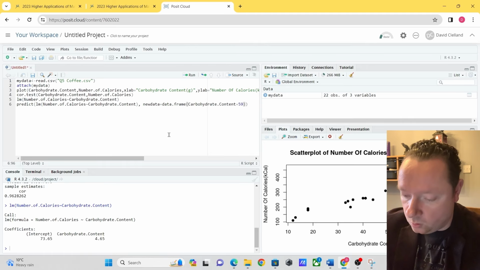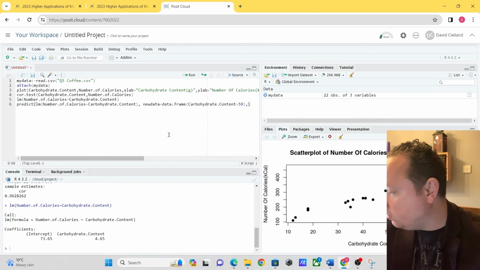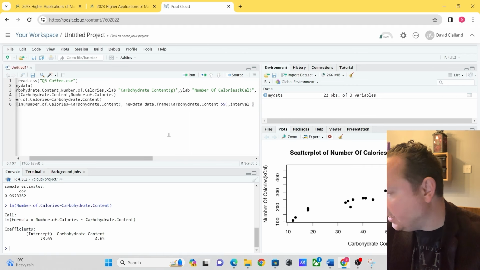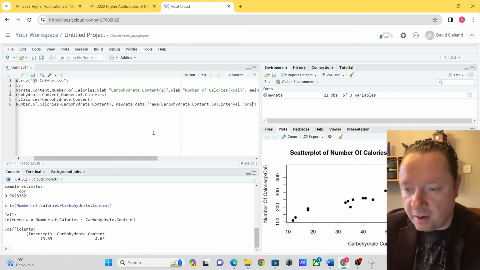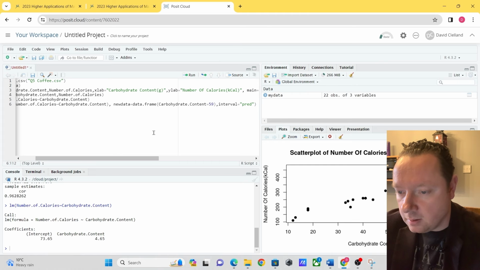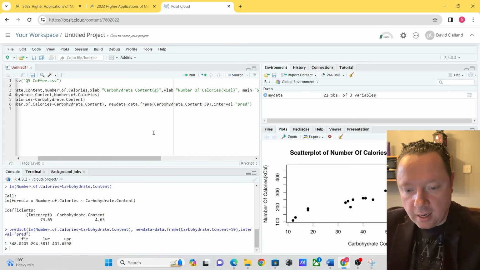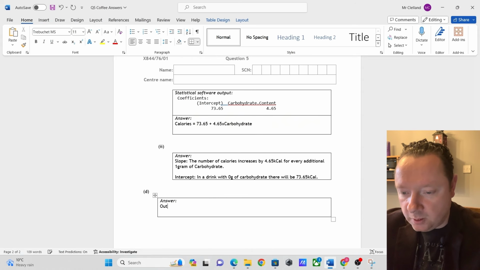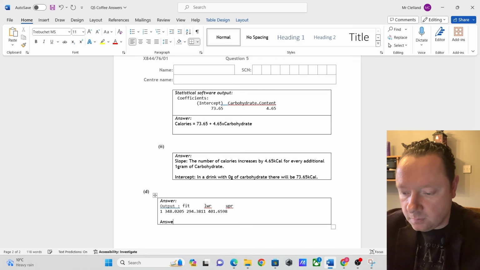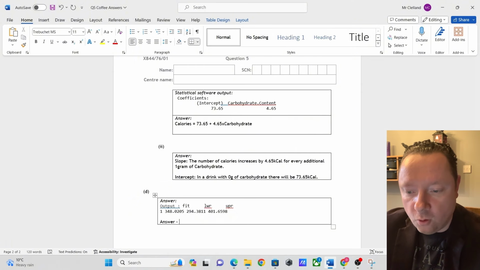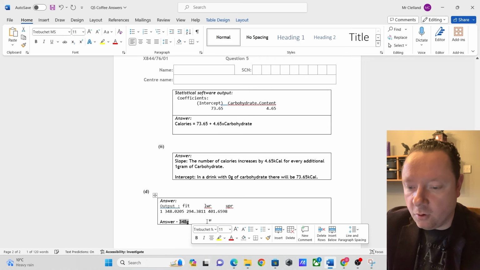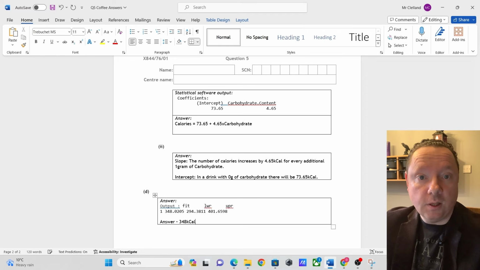And then outside the bracket, interval equals pred. So in inverted commas, pred. Make sure everything's closed, control enter, and you will get an output. Let's copy that output, shall we? It doesn't ask us for our output, but let's just put it in anyway. That was our output. And then my answer, 348.0205. There's two other numbers, but notice it says fit, lower, upper. But we pick the fit, 348 kilocal, and we're done there.